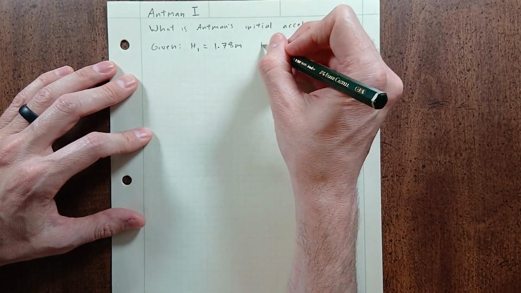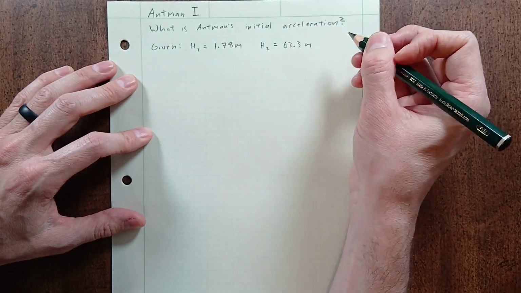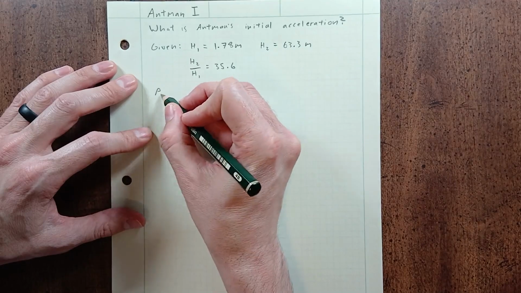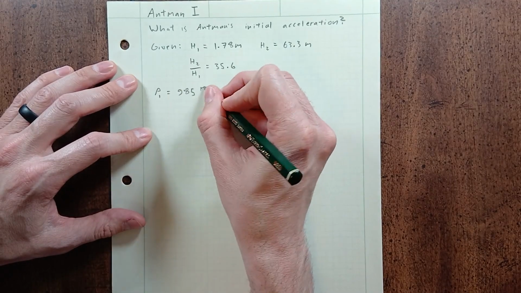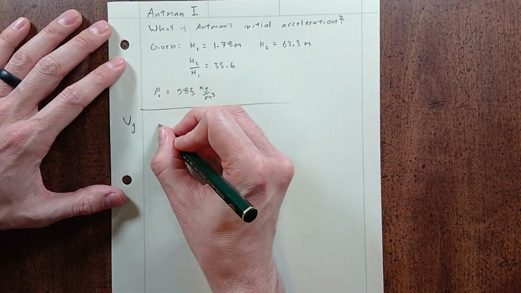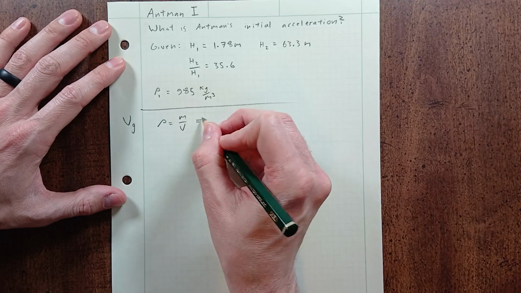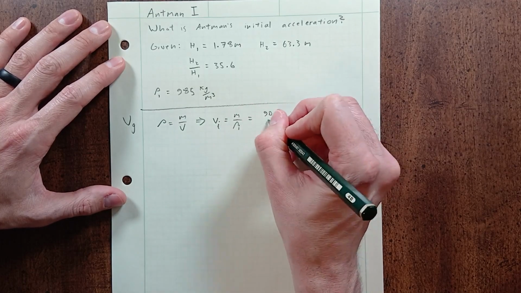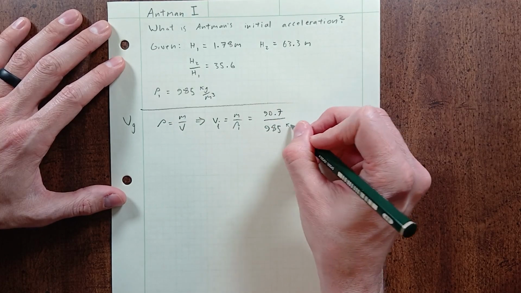Along with Ant-Man's given heights, we're going to calculate the ratio of those heights. And note, this is only along one dimension. We also have rho sub I, which is a value for the density of the human body. This problem is largely about density and volume. Here, we're using the given values to calculate his initial volume.